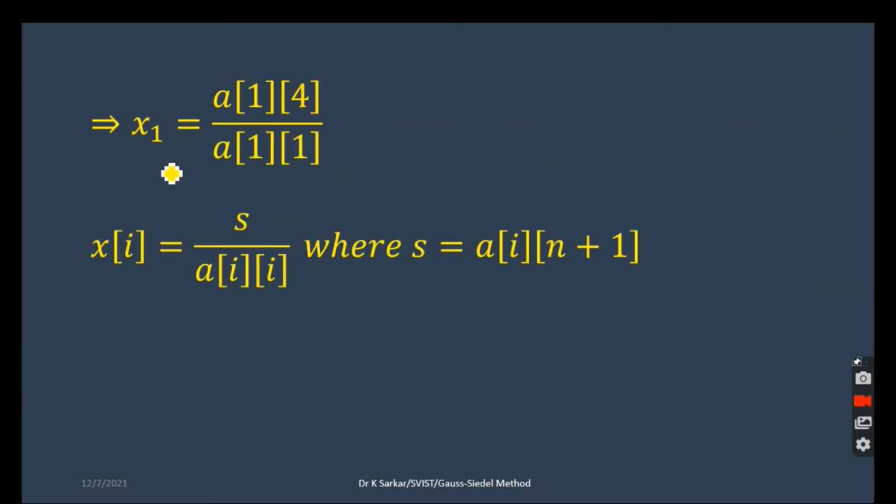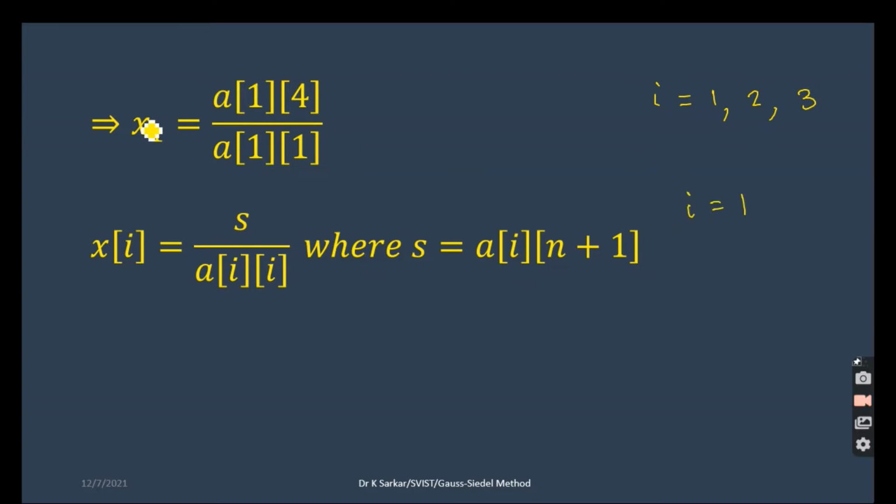Now see how to generate the Gauss-Seidel statements for the C programming. So we have got x1 as A14 by A11. We can write this as xi equals S by Aii, where i takes the values 1, 2, 3. You see here 1, 1, so i, and 1, 4. Here 1, 4. So this S can be written as A i, n plus 1.